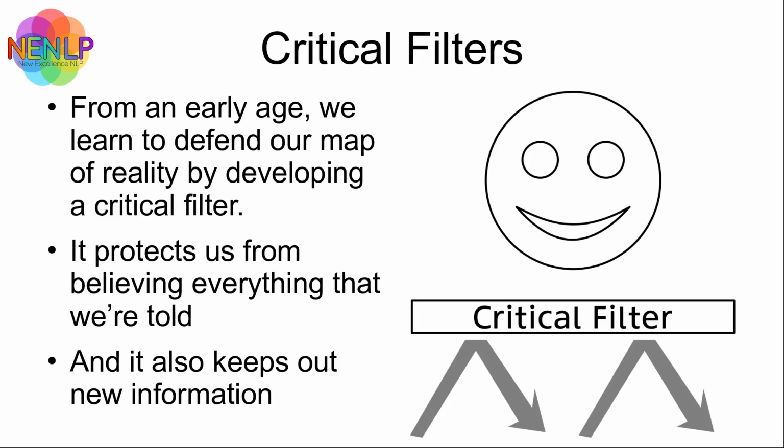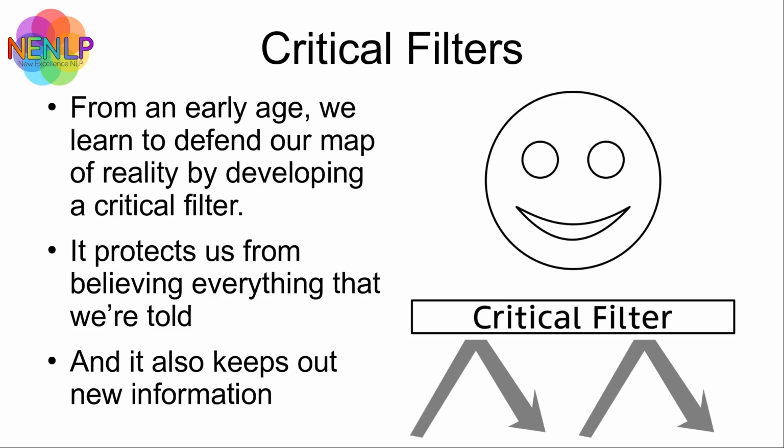So from an early age, we learn to defend our map of reality by developing a critical filter, and it protects us from believing everything we're told, and it also keeps out new information. What it's there for is that from an early age, we develop an abstract map of reality, and our very sense of self depends on that map of reality being consistent over time. So we don't want anybody else telling us that the world isn't how we think it is, because that would make us feel very unsettled and insecure. And if you've ever had the experience of believing something very strongly, maybe about a person, and then finding out that your beliefs were not supported, or that that person was not what you thought they were, it's a very unsettling experience.